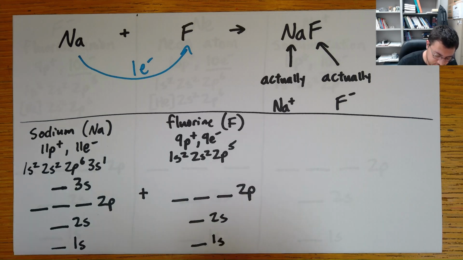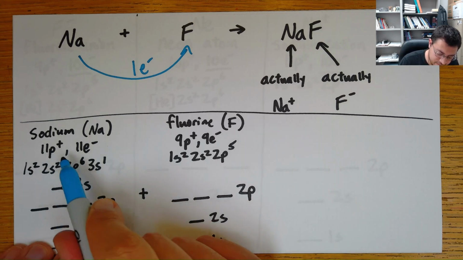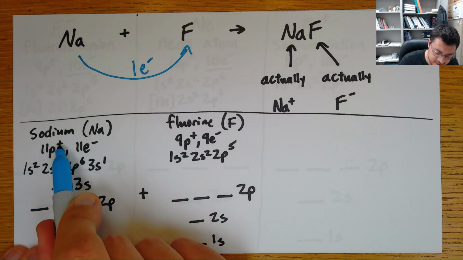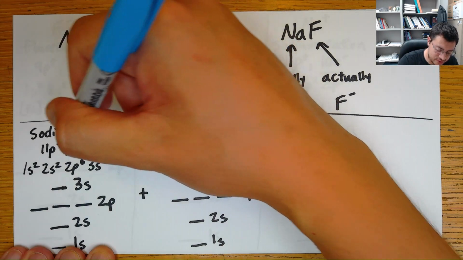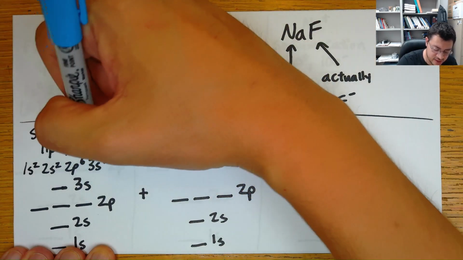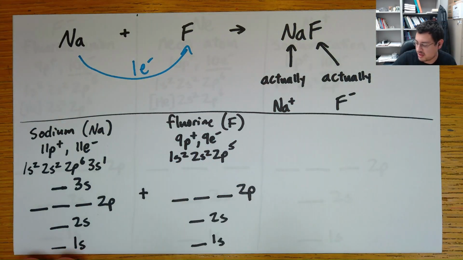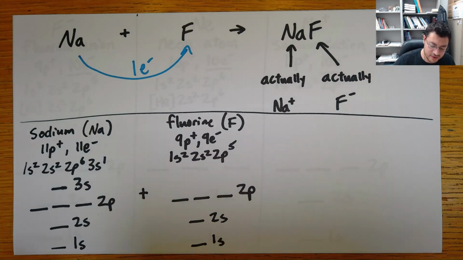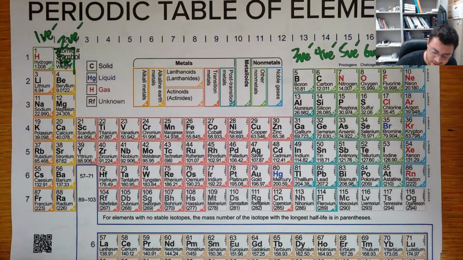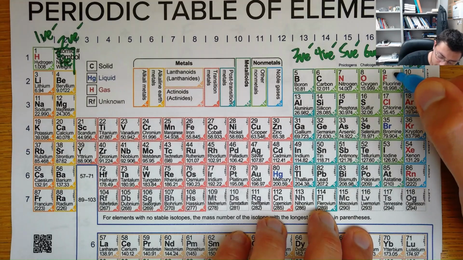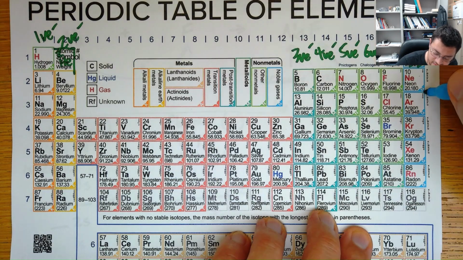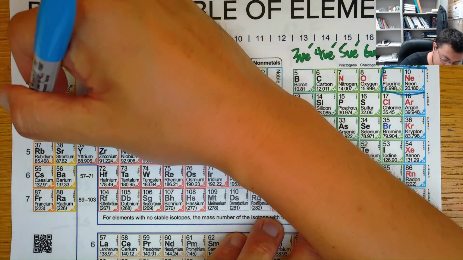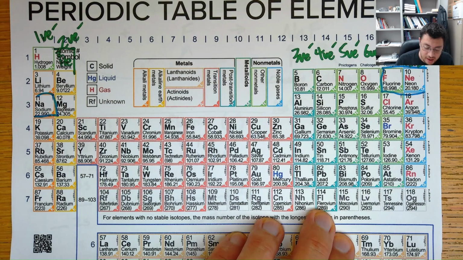All right. So here I just pre-did the work of analyzing sodium and fluorine, or at least most of the work. All right, here's sodium and here's fluorine. 11 protons, 11 electrons, 9 protons, 9 electrons. Okay, on the periodic table, we are kind of living here today. Fluorine is number 9, neon is number 10, sodium is 11. All right, so we're working with these neighbors. All right, so let's do the reaction.